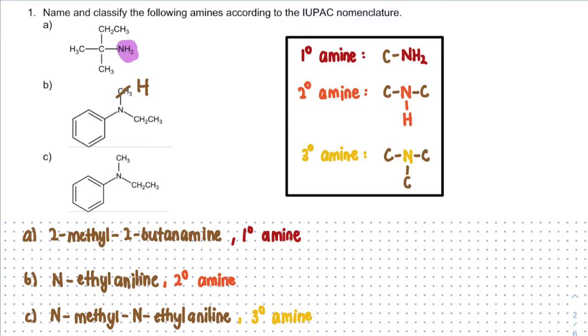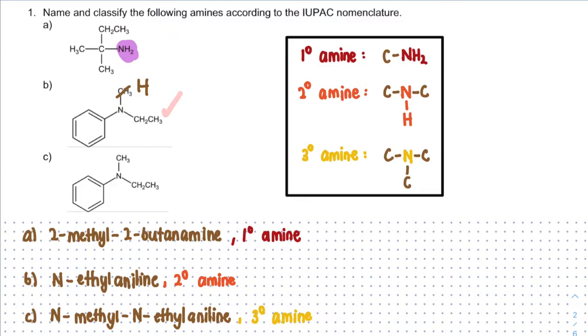So how about the naming itself? First thing first, we look at the longest carbon chain. Here we have 1, 2, 3, 4, so the parent name will be butanamine. The NH2 is attached to carbon number 2, so we write 2-butanamine. But how about this methyl here? It is on carbon number 2 as well, so we have 2-methyl-2-butanamine. So that's for the first one.